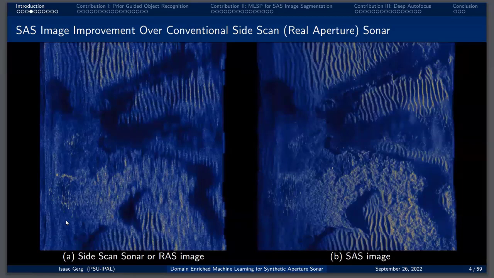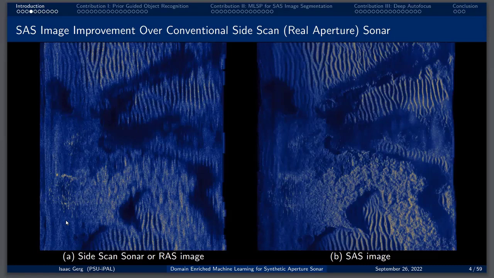So this is just giving an example of a real aperture sonar image and a synthetic aperture sonar image. This is the same data, just processed two different ways. What we see in the side scan sonar image is that we lose a lot of resolution in these textured areas. The shadows aren't as crisp in the real aperture sonar as they are in the synthetic aperture sonar.